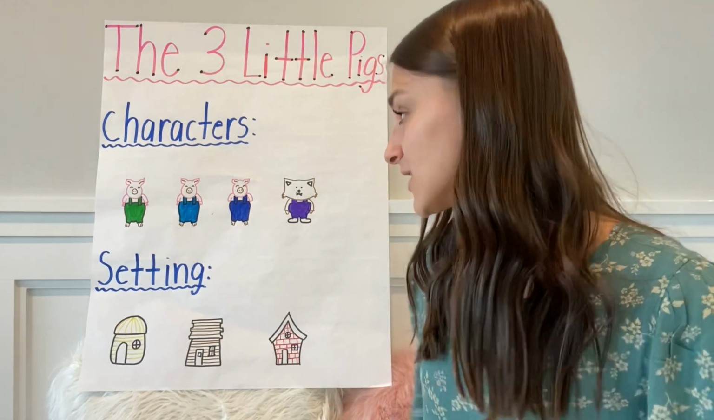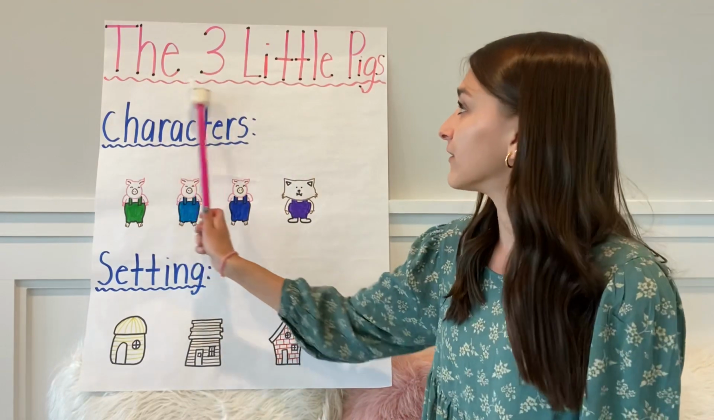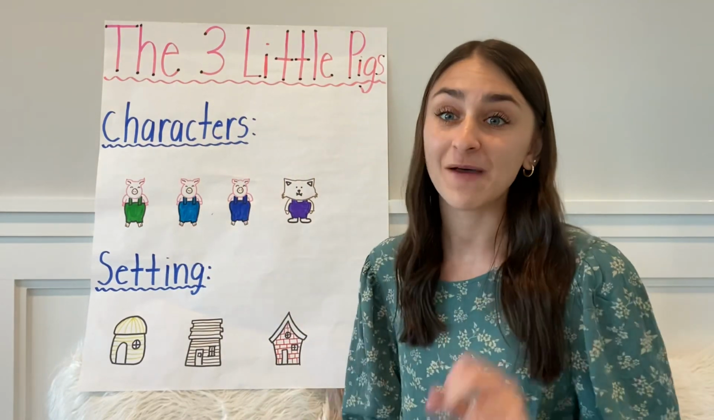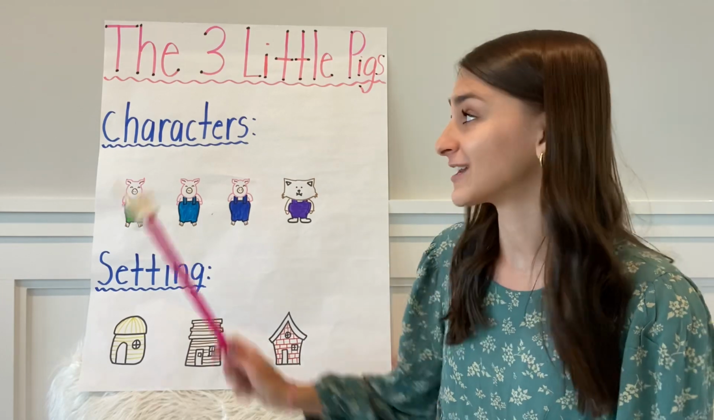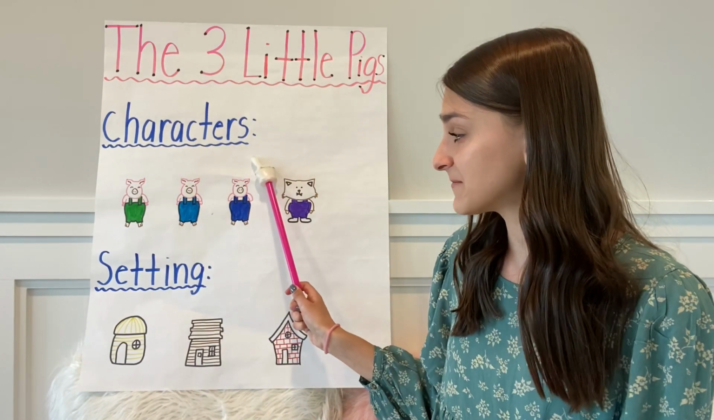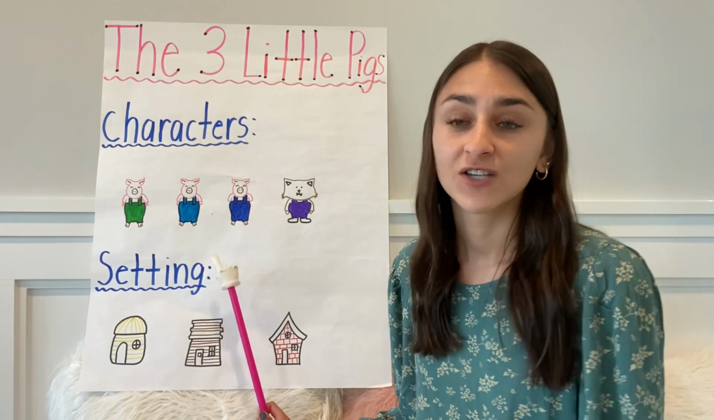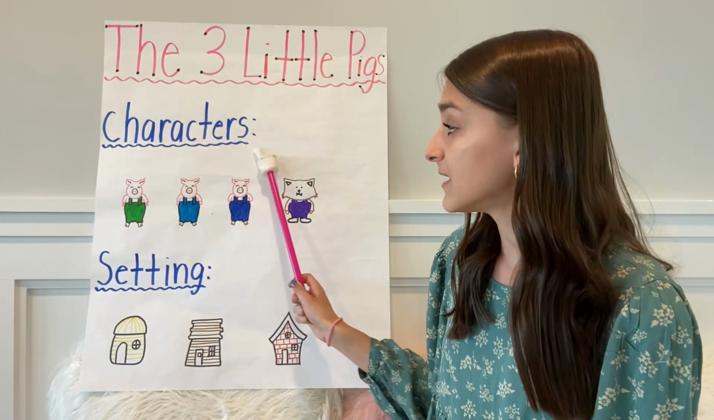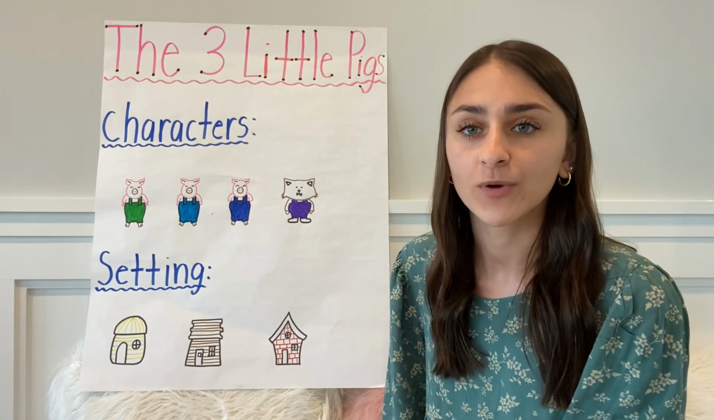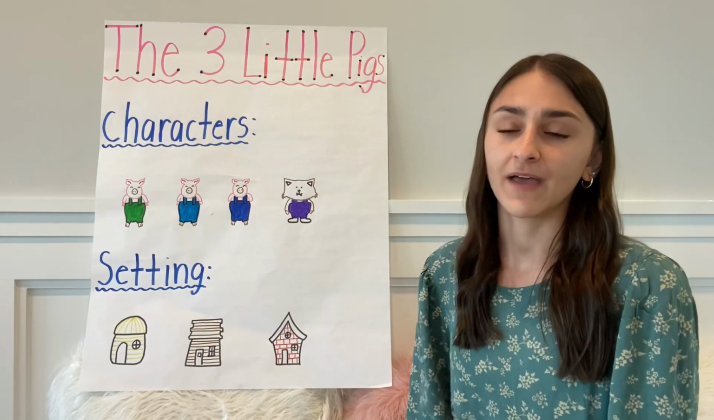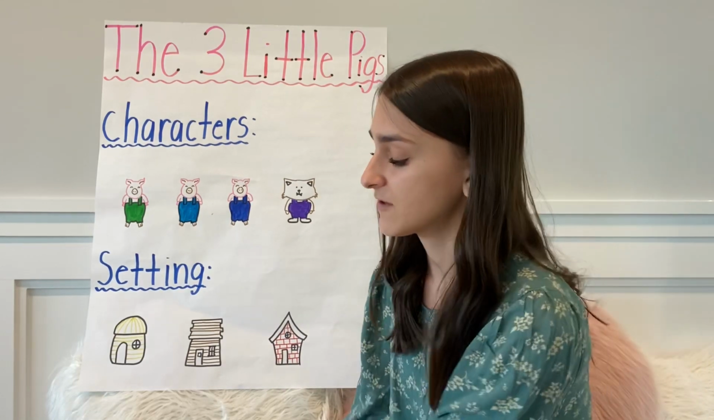So right now I want to take a look at my chart. This says the 3 little pigs. And we're going to talk about 2 things. Do you remember what 2 things we're going to talk about? We're going to talk about the characters in the story and the setting. So remember, bumblebees, the characters are the people or the animals in the story. So what people or animals were in the story? Take a moment to think about that. Who was on the front cover?